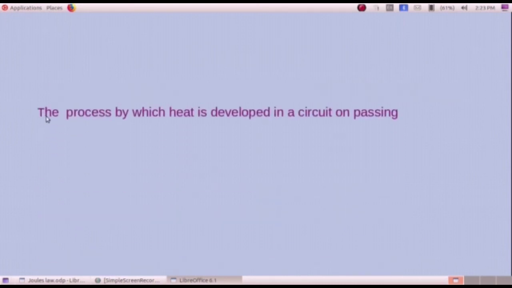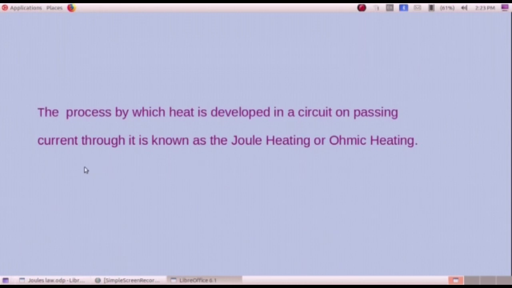The process by which heat is developed in a circuit on passing current through it is known as Joule heating or ohmic heating.